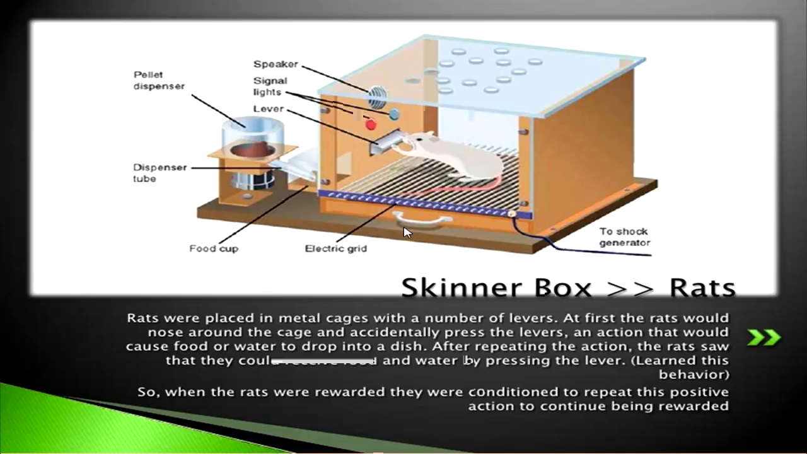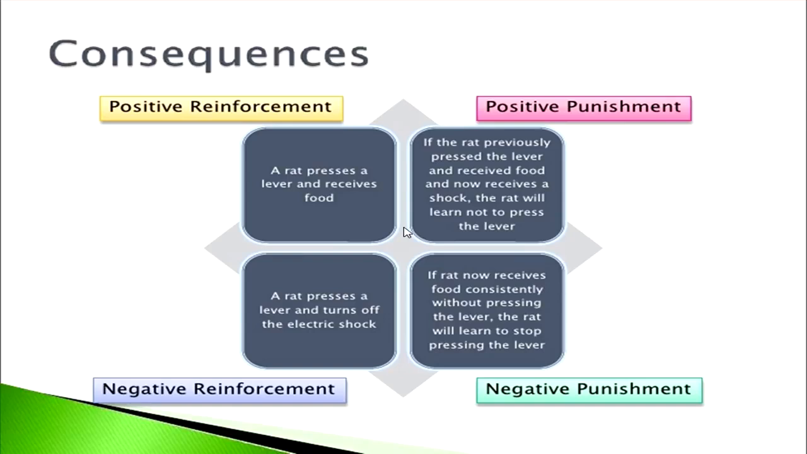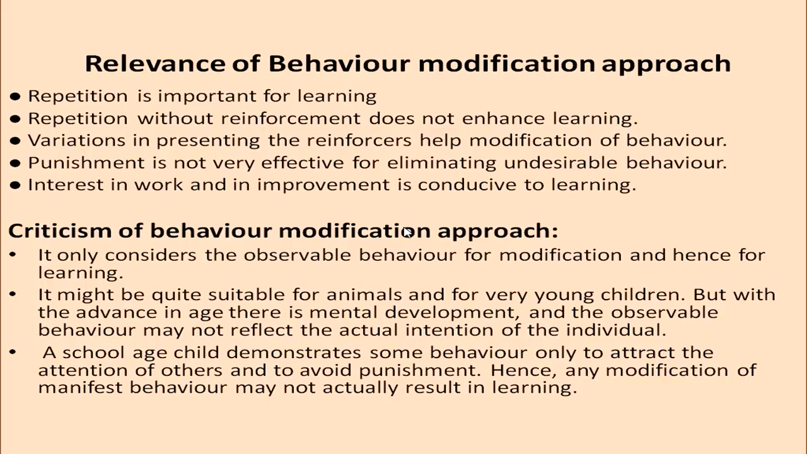So, a rat presses a lever and receives food, this is positive reinforcement, and a rat presses a lever and turns off the electric shock, that is negative reinforcement. Similarly, for positive punishment, if the rat previously pressed the lever and received food and now receives a shock, the rat will learn not to press that lever. Negative punishment: if the rat now receives food consistently without pressing the lever, the rat will learn to stop pressing that particular lever. Now, we will see the relevance of the behavior modification approach in the classroom.